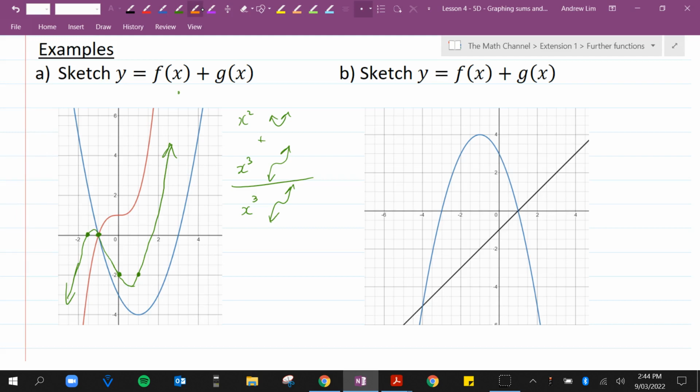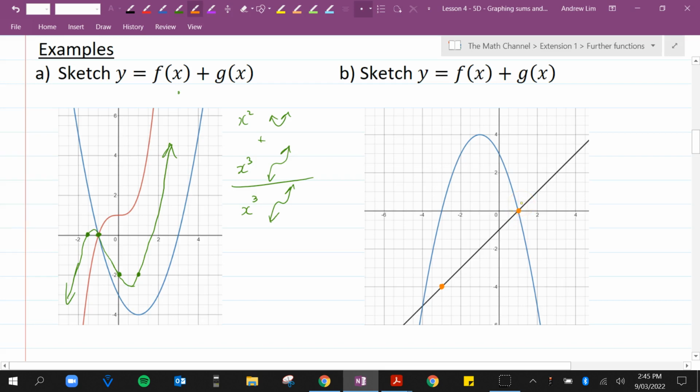Alright, so let's have a look here. 0, this has a y value of 0. This has a y value of minus 4. 0 plus minus 4 is minus 4, so it's going to go through this point. 0 plus 0 is 0. So I know it's going to go through those points.